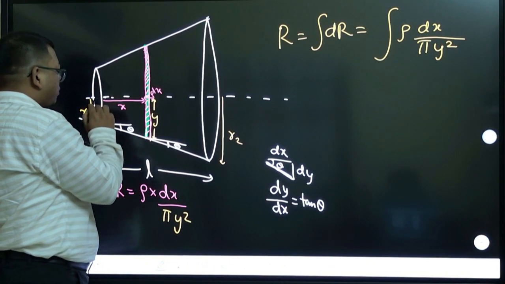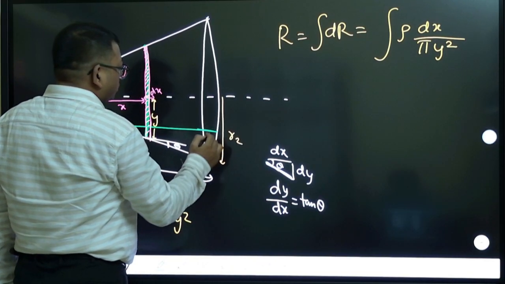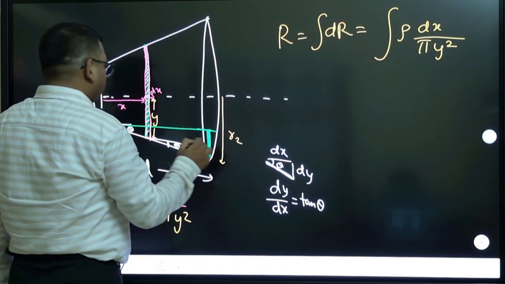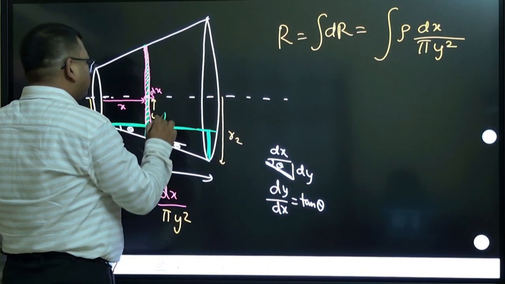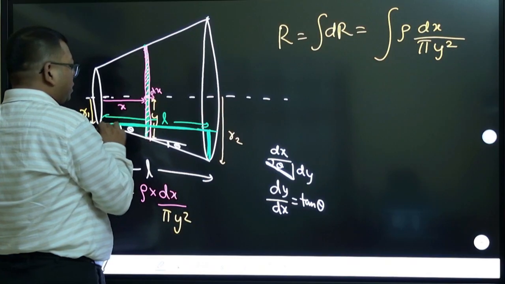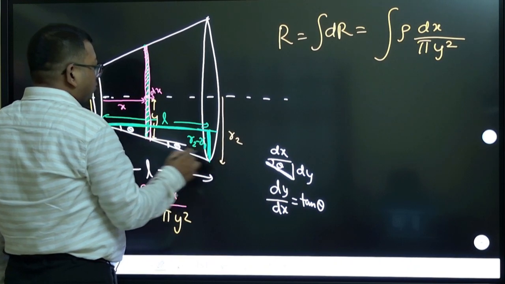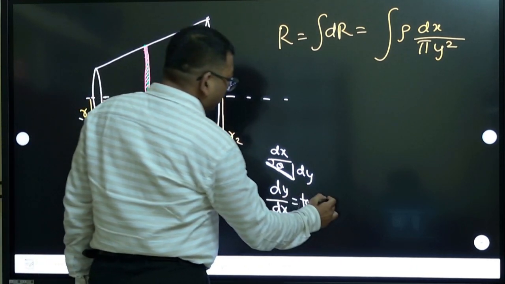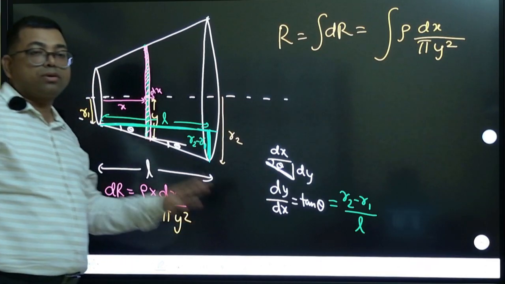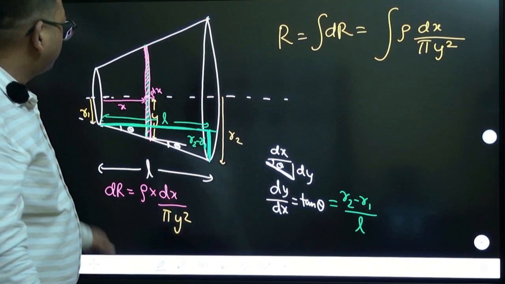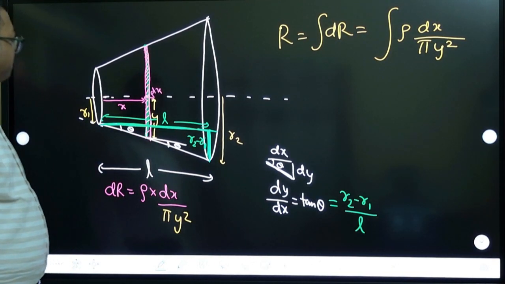Suppose when you go from r1 to r2 radius, what is the change here? This is the change in radius and this is the change along length. This is nothing but L, and this is the change in radius, which is r2 minus r1. So this tan theta can also be written as r2 minus r1 by L, okay, which is a constant.